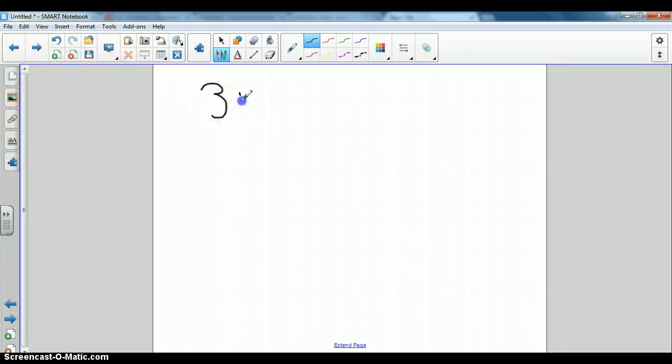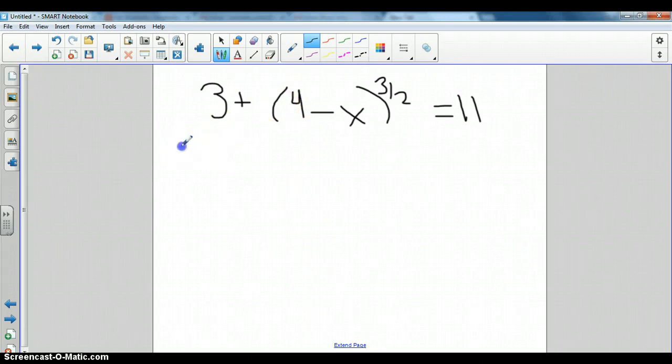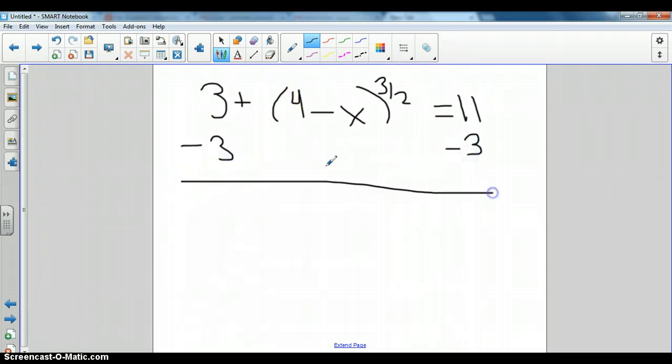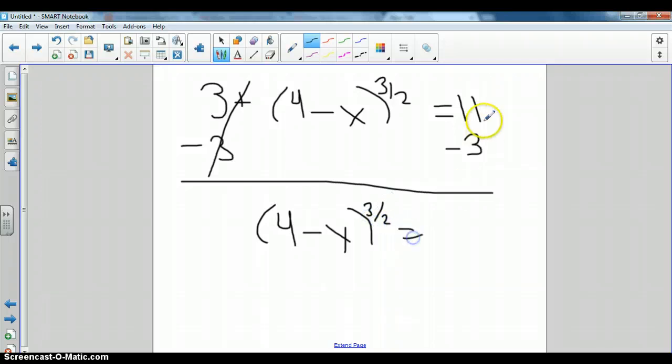It's 3, and you have to forgive my handwriting. I try, but it's hard to write with the mouse. 3 plus (4 minus x) to the 3/2 power equals 11. I'm sure you remember from algebra, we need to get everything on one side to solve for x. So we are going to subtract 3, since it's positive, from both sides. We're going to bring this down in parentheses, (4 minus x) to the 3/2. 11 minus 3 is 8.